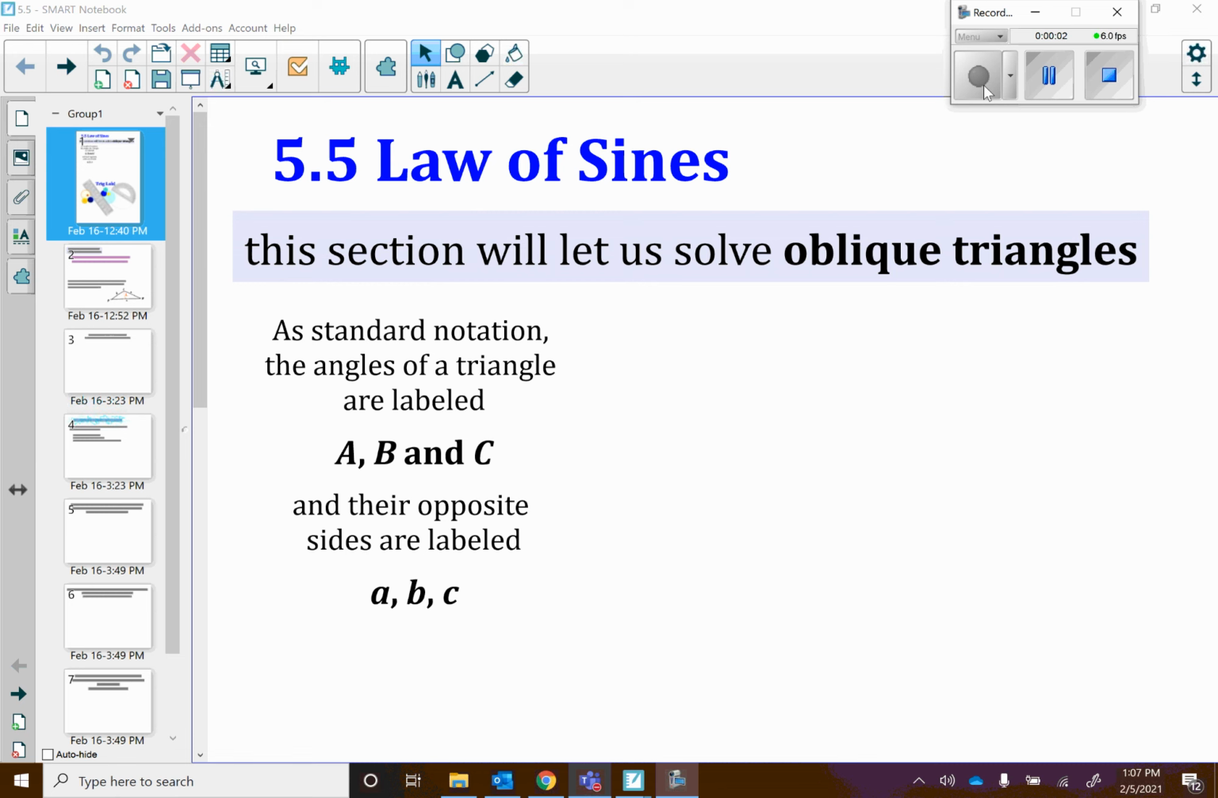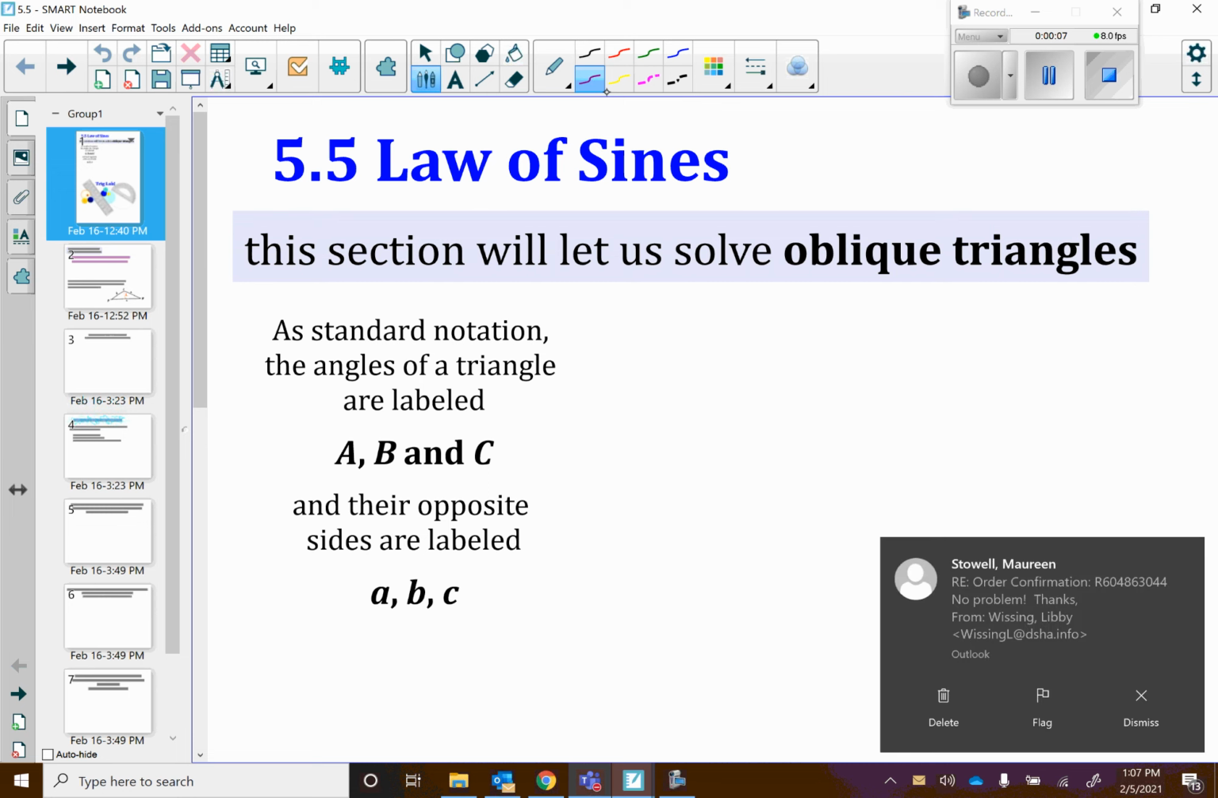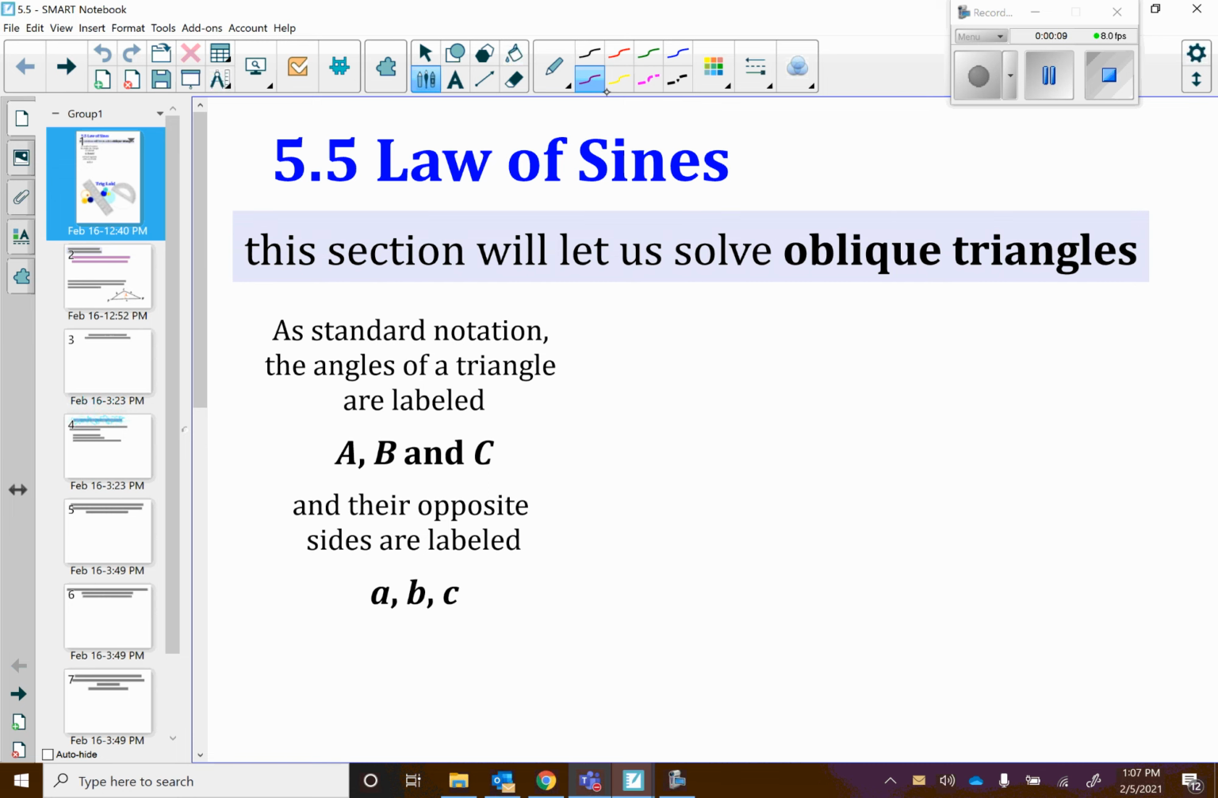Hello and welcome to 5.5, Law of Sines. In this section, we are going to be learning about how to solve oblique triangles.